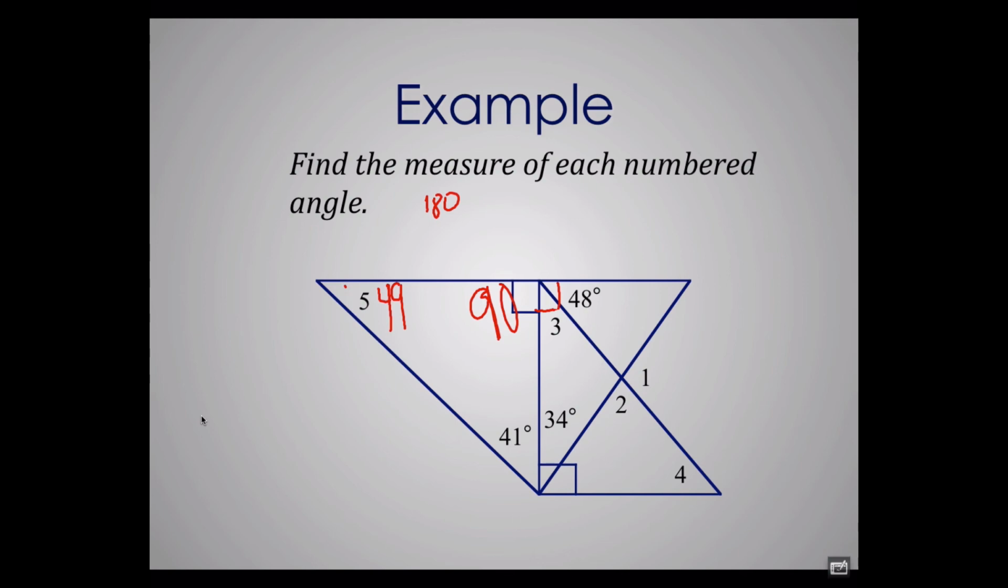Okay. So reviewing what he did, he looked at this big triangle and said, well, this angle is part of that big triangle. 41 plus 34 is 75. 75 plus 49 is 124. 180 minus 124 gives you that angle measure, which is 56. Then he went on from there.